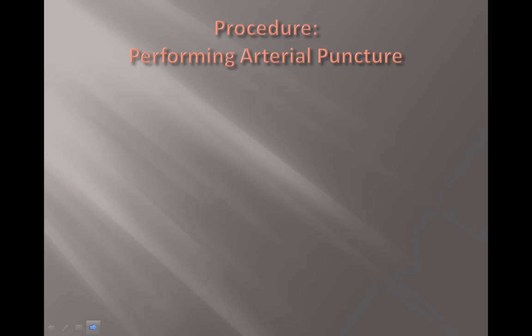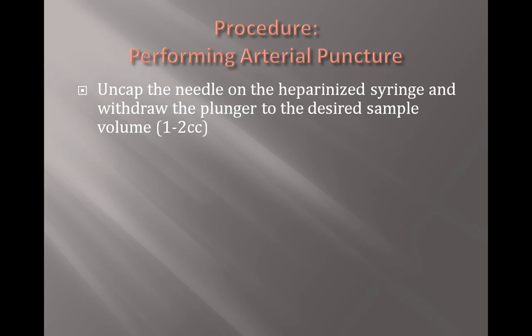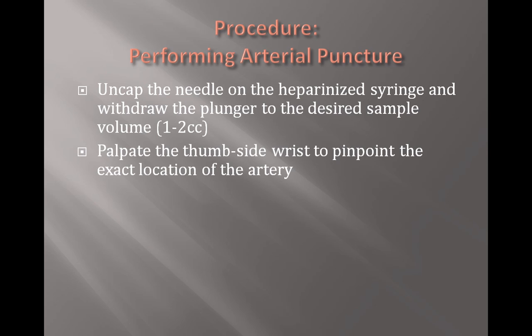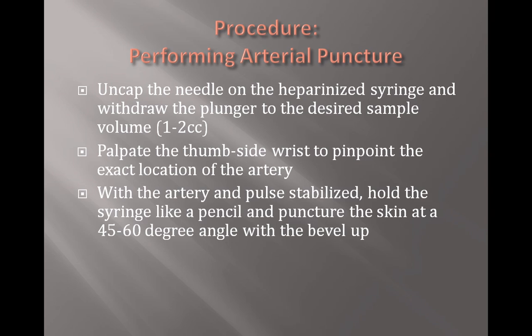Your patient is thoroughly prepped now, so let's continue with the arterial puncture procedure. Uncap the needle now and withdraw the plunger 1 to 2 mLs. Palpate the thumb side wrist to pinpoint the exact location of the radial artery. Now palpate and stabilize the artery with your index and middle fingers of your non-dominant hand.